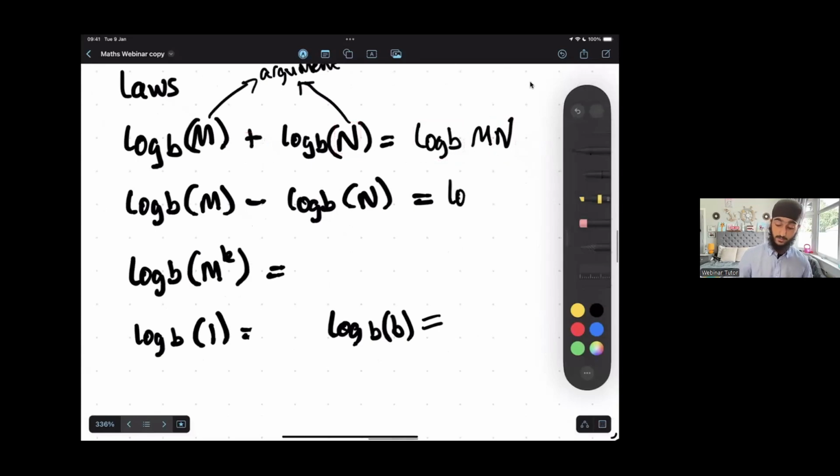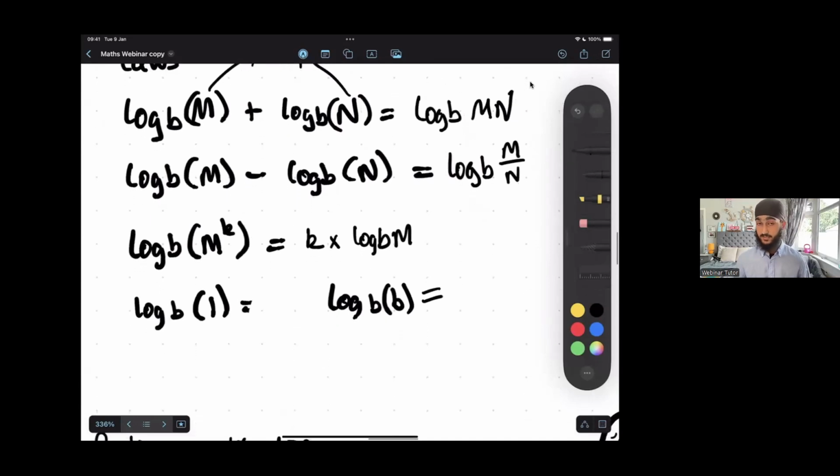Similarly, with subtraction, we divide them. So as you can see, there seems to be a bit of a trend coming from indices. The log base b of m divided by n. When there is a power that hasn't been separated from the argument inside a logarithm, we can remove it. So k multiplied by log base b of m, and that would give you the same answer.